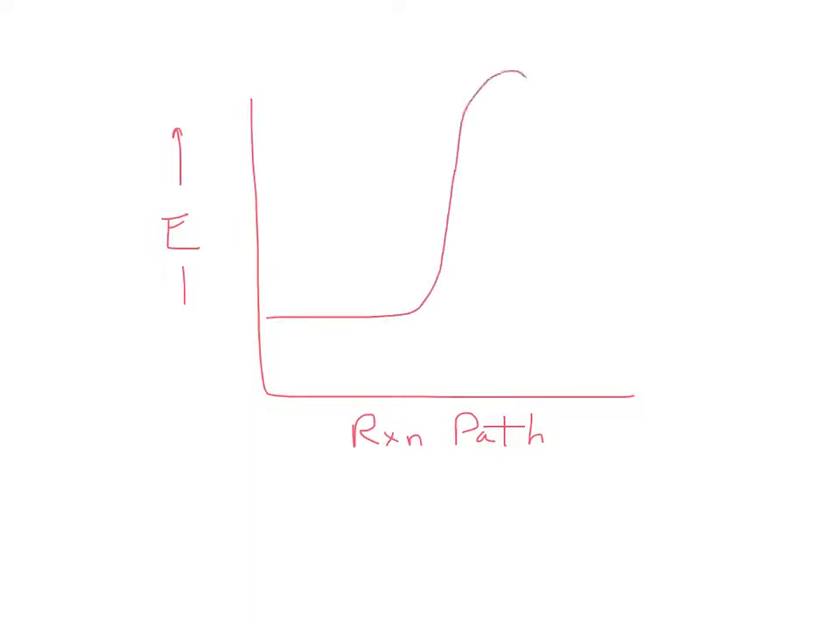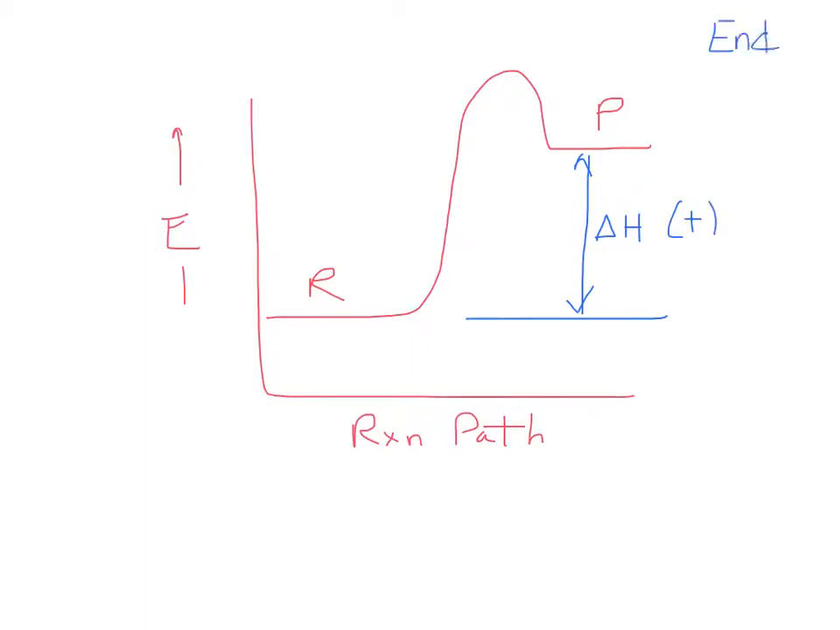So again, we'd have your energy, and your reaction pathway. But now if it's endothermic, the reactants are lower and the products are higher. So I'll just do generic reactants and products. So where on this chart is your delta H? Well, delta H is always between the reactants and the products. It has nothing to do with the size of the hill. This is your delta H. And in this case, it's positive. This is for an endothermic reaction.